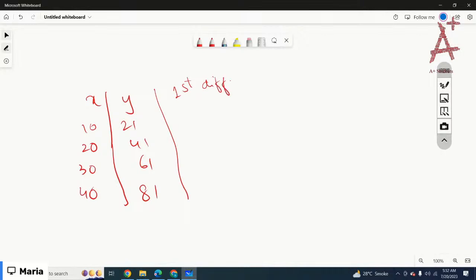How do we calculate this? Subtract 41 minus 21, 20. Then 61 minus 41, 20. 81 minus 61, that is 20. You can see the first differences are constant. If the first differences are the same, that means it is a linear relation.